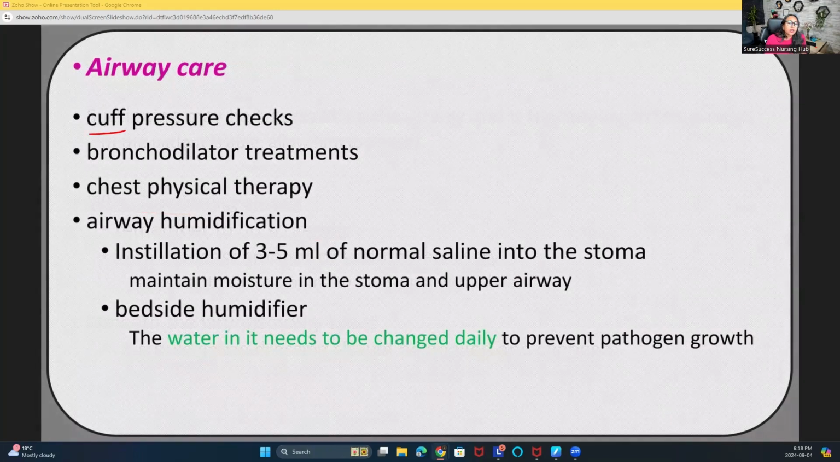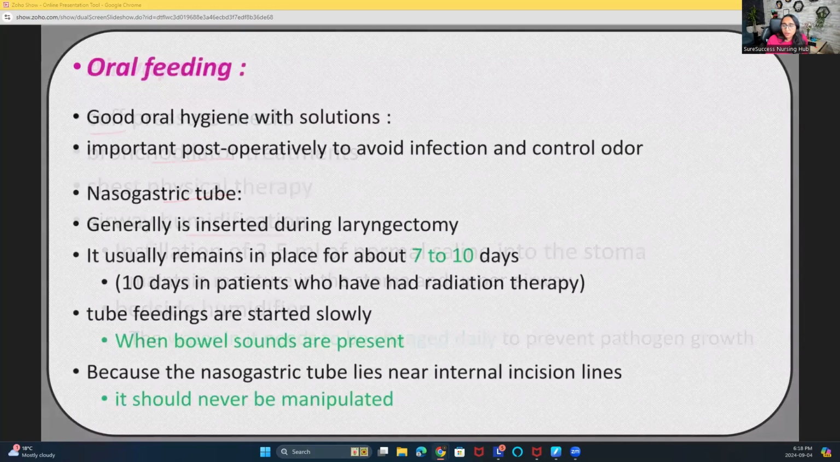Make sure you check the cuff pressure. It is not coming out. When the patient is coughing, the tracheostomy cuff can come out. Make sure you are giving all the medication the doctor has suggested, like bronchodilators, antibiotics, whatever, give them. Physiotherapy, humidified oxygen is very much required. Whenever the patient has bowel sounds, start the feeding.